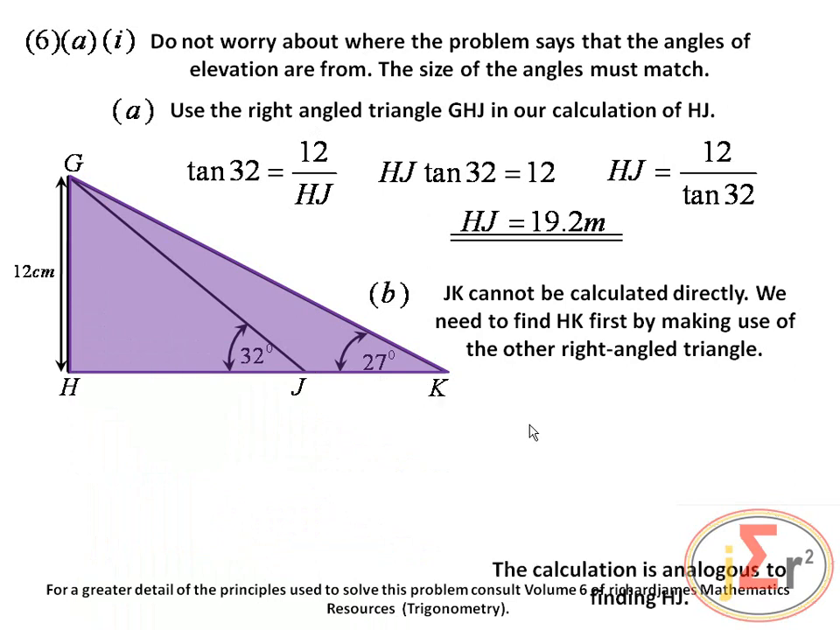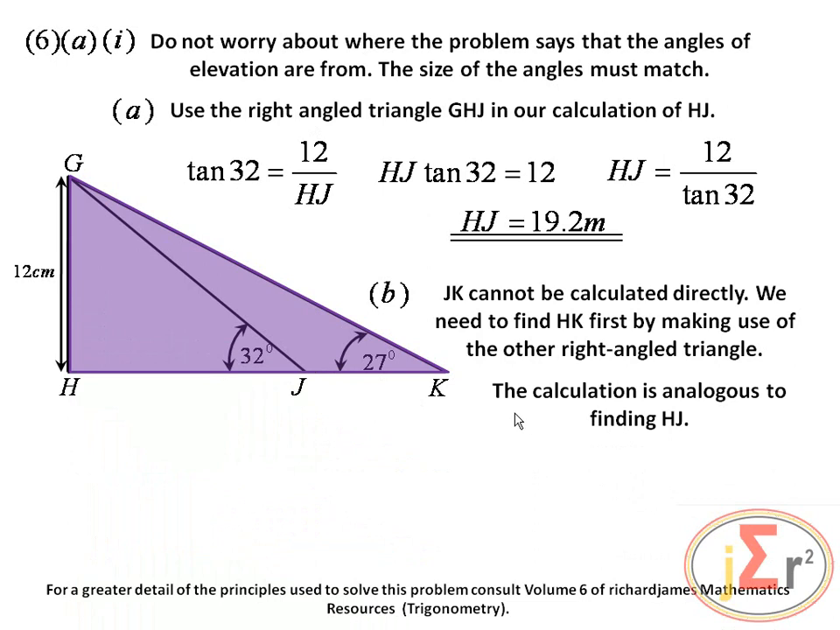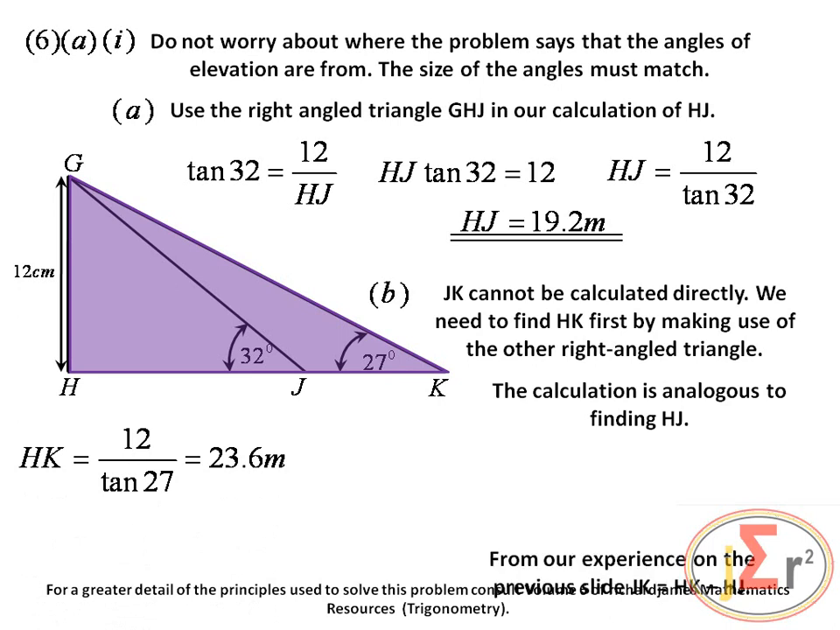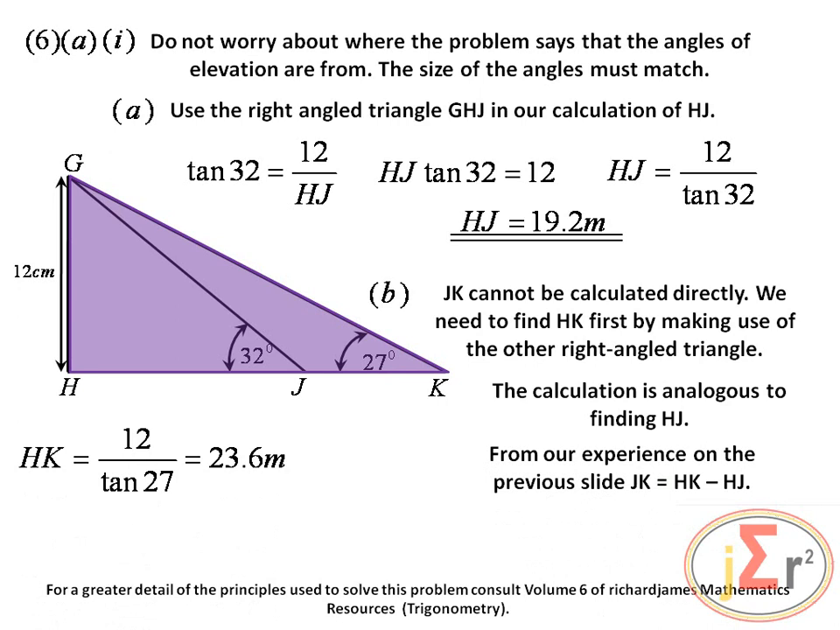And of course, what do we know? The calculation that we made just now for the previous right angle triangle is analogous to the one that we are going to be making right now. So instead of going through all the process, tan 27 is equal to 12 over HK and all of the rest of it, we know what is going to happen very quickly. We are going to have HK equal to 12 over tan 27. HK is equal to 12 over tan 27, and that is equal to 23.6 meters.